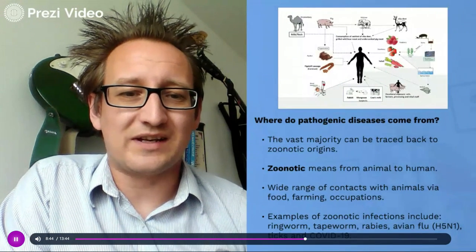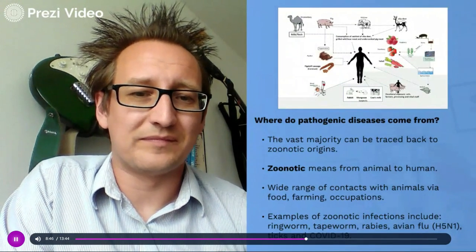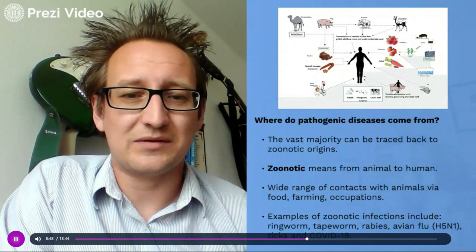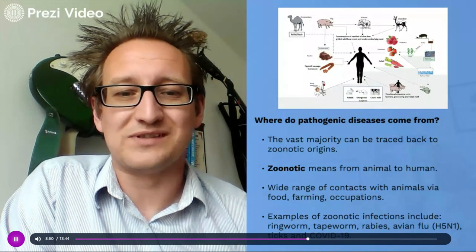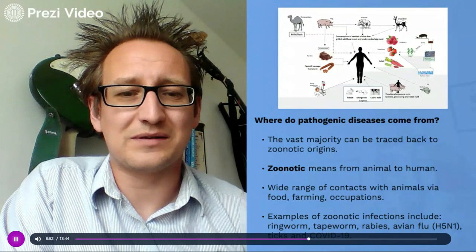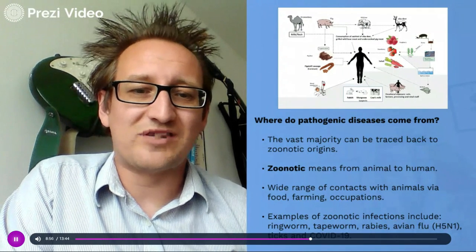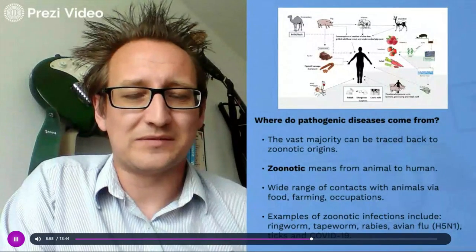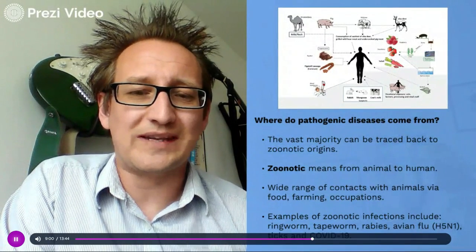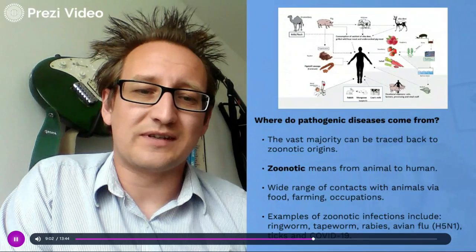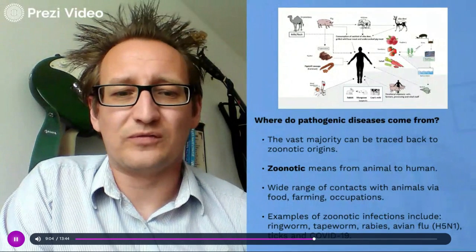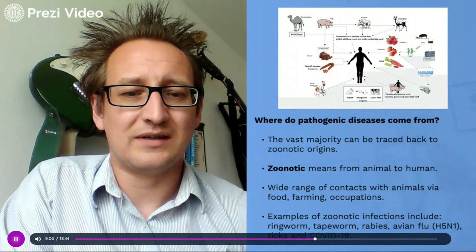Now, at this stage, what we're going to begin to think about is, where do pathogenic diseases come from? The vast majority can be traced back to what we call zoonotic origins. Zoonotic means animal to human. So most pathogenic diseases will have come from an animal at some stage. Humans throughout history have had a wide range of contacts with animals through food, farming, and various occupations.